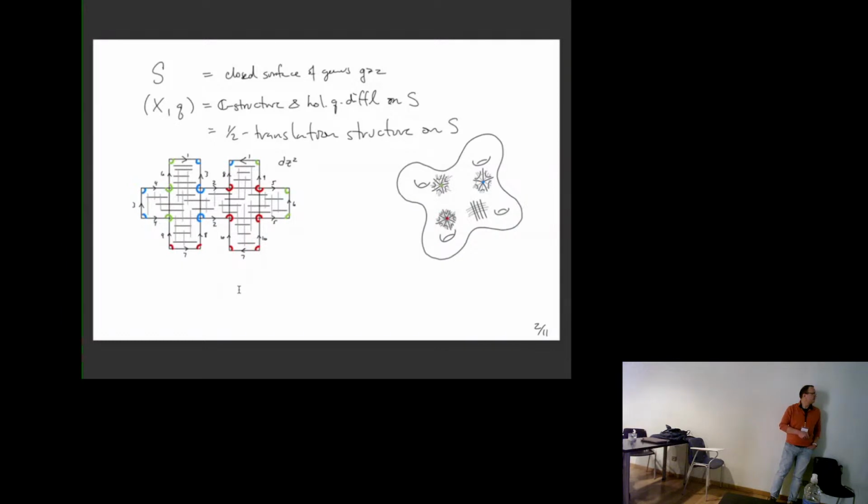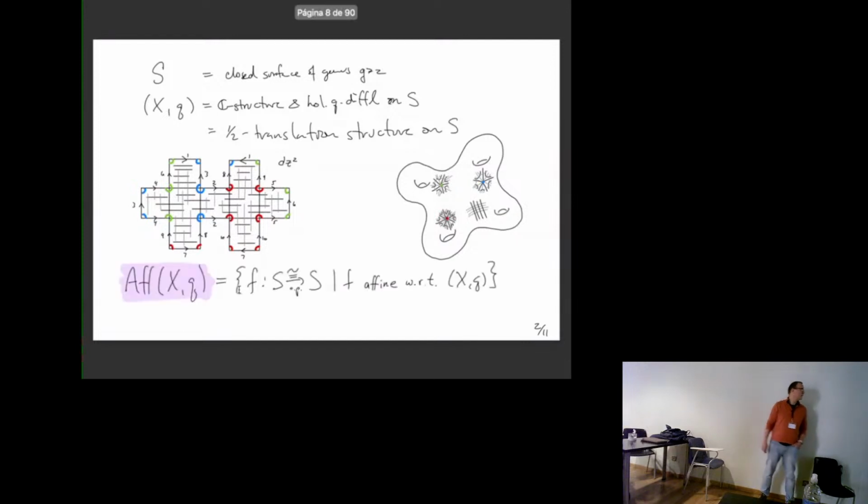So all these blue bits get identified to a single point. That gives rise to some singularity in the Euclidean metric. The green parts get identified, which gives you another singularity. And then the red ones get identified. That's another one. Everywhere else, there are these horizontal and vertical foliations on the surface. So the surface has a singular foliation with 3 singularities and 2 singular transverse foliations.